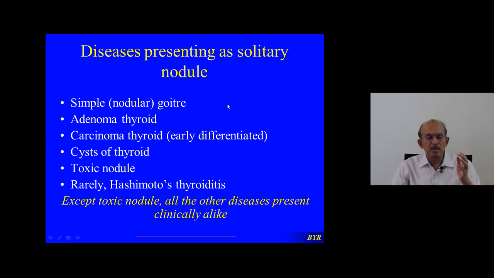What is the clinical manifestation? Single lobe enlargement, or you find a spherical nodule in the thyroid gland. It moves on swallowing, it doesn't move on protrusion of tongue. It is mobile, lymph nodes are not involved, Berry's ligament is not involved. There are no visceral metastases. There is no toxicosis.